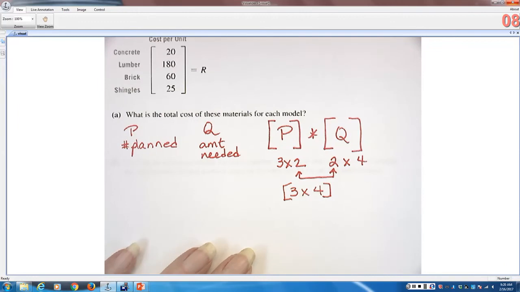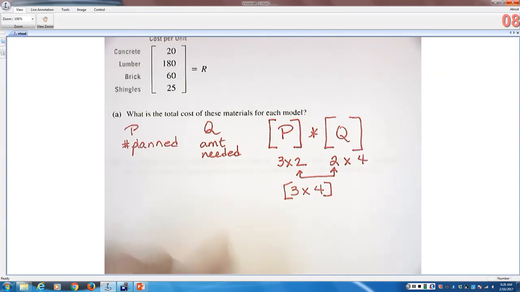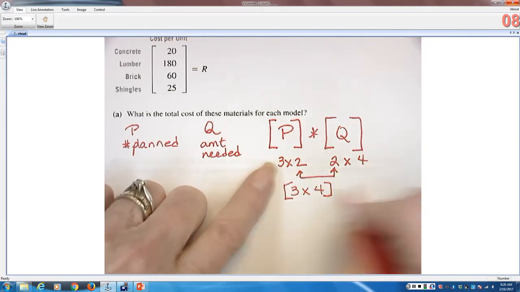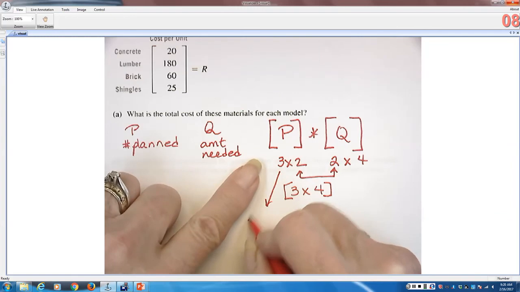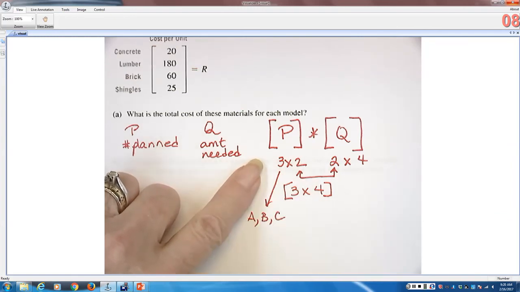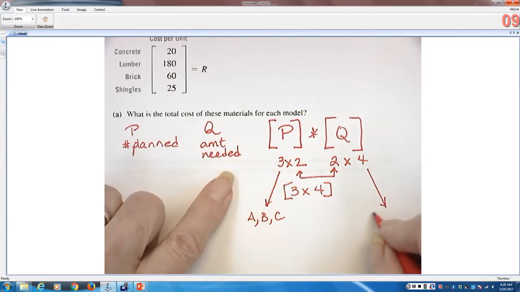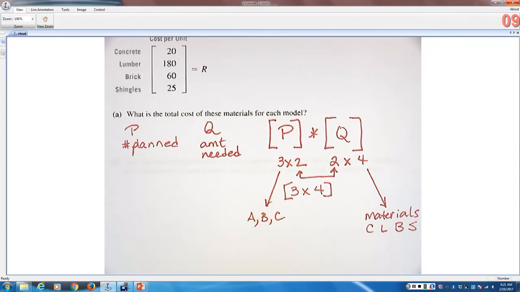the rows, they're labeled more so like A, B, C, like here off the side. And then the bottoms would be the materials, correct? Right. And that's what I wanted you to see, is that your rows match the columns, but the rows are model A, B, and C. And when you get finished, your columns in your resulting matrix are materials, which is, we'll call it concrete, lumber, brick, and shingles. Okay? That way we'll be able to read across a row and tell that for Model A, this is how much concrete, this is how much lumber, this is how much brick, this is how much shingles.